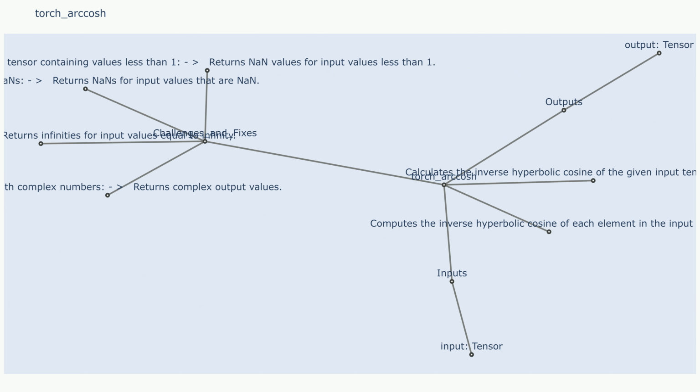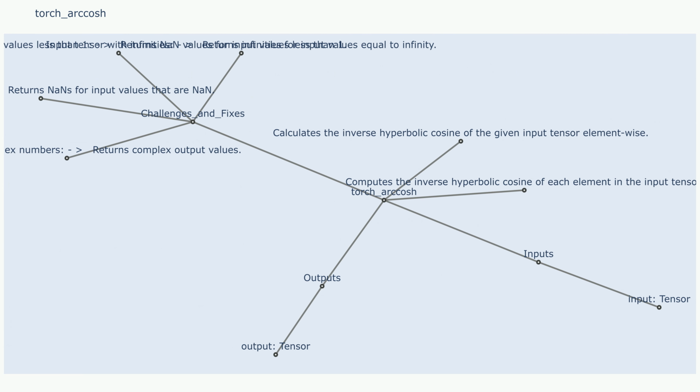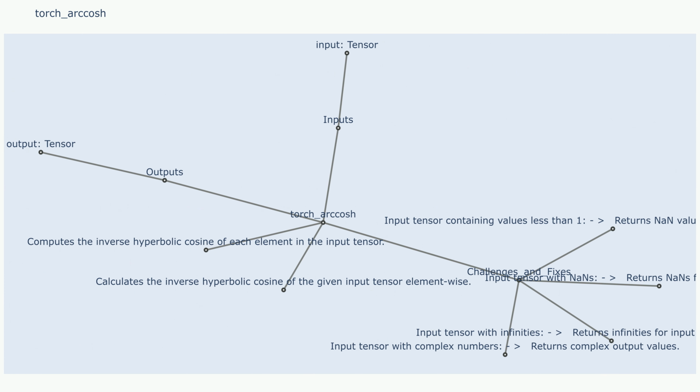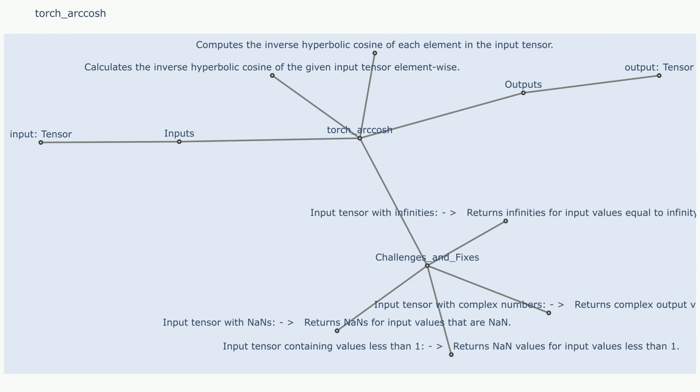Challenge 2, numerical instability for very large values. Sample use case that resulted in challenge 2: very large input values. The numerical precision of floating point numbers can lead to instability in the computation. Fixes to challenge 2: in cases where the input values are very large, consider using a different approach to calculate the inverse hyperbolic cosine that is less susceptible to numerical instability. For example, you might use an approximation formula or a more robust numerical algorithm.